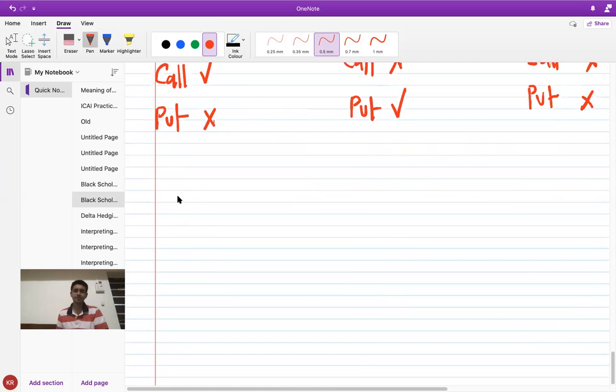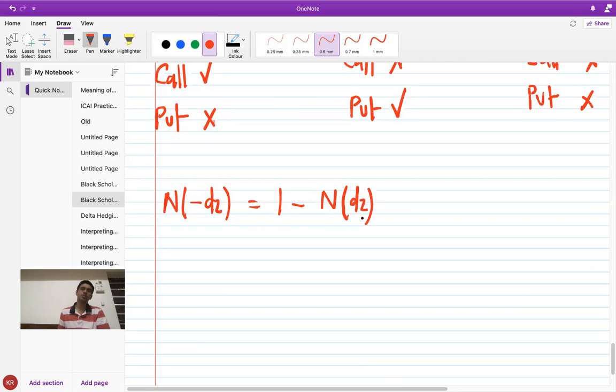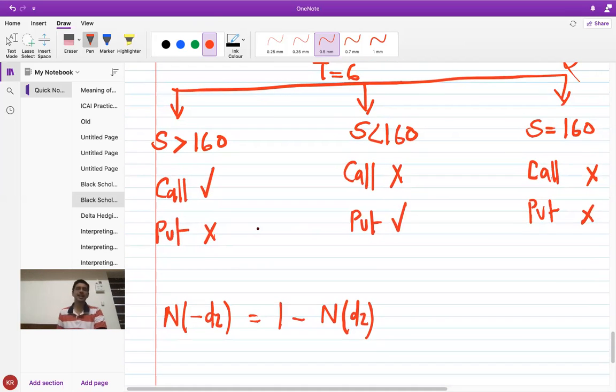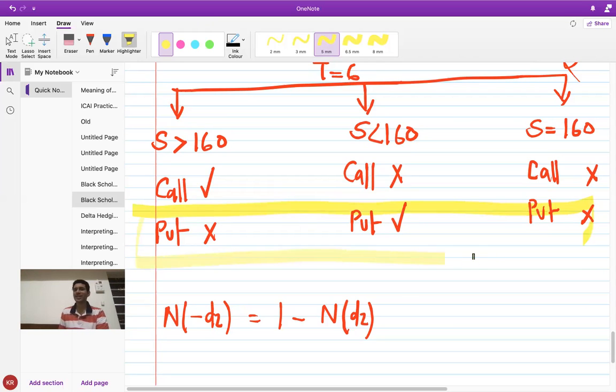Next, I told you that N(-d2) is equal to 1 minus N(d2). Agreed? If you actually think of it, a put option can either get exercised or it can get lapsed, right? Just think of a put option. There are only two cases. A put option can get either exercised or it can get lapsed.